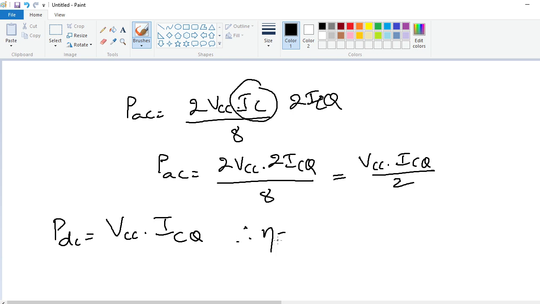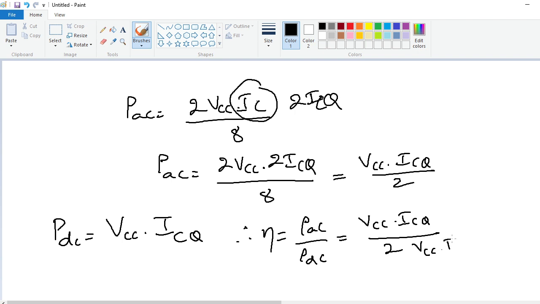Therefore, efficiency is equal to PAC by PDC, that is equal to VCC into ICQ divided by 2, divided by, sorry, VCC into ICQ. Simply, PAC is equal to VCC into ICQ by 2 divided by VCC into ICQ. That is what we call PDC. Finally, into 100. So VCC cancels, ICQ cancels. We'll get 50% efficiency.